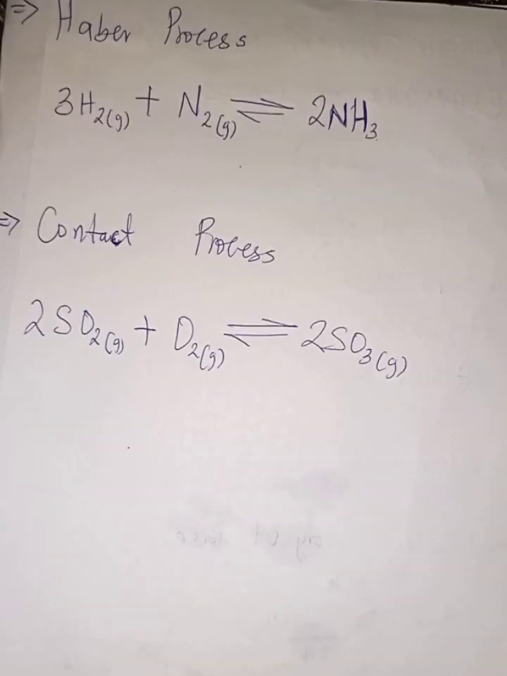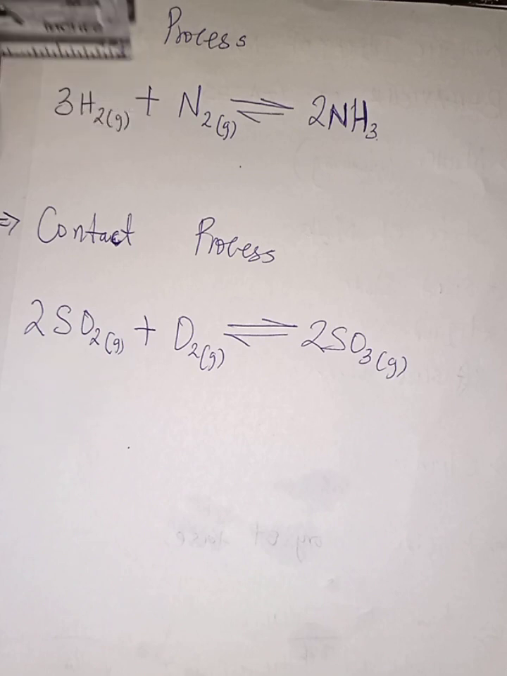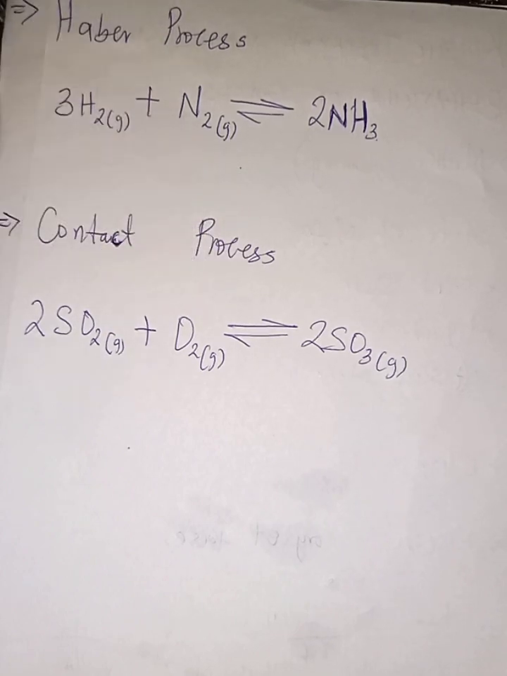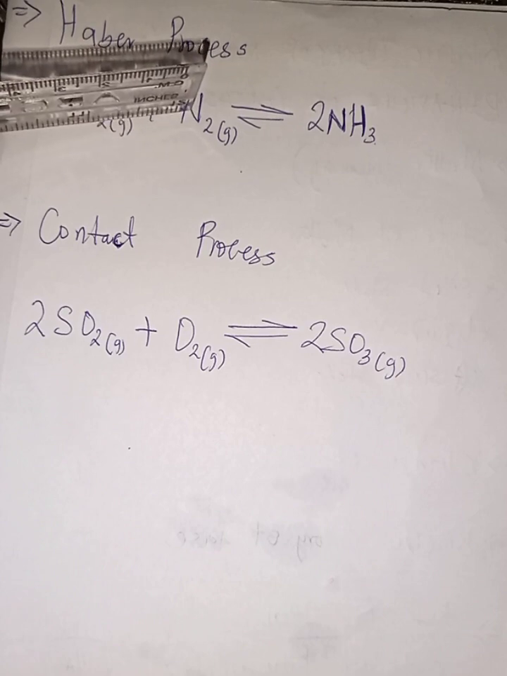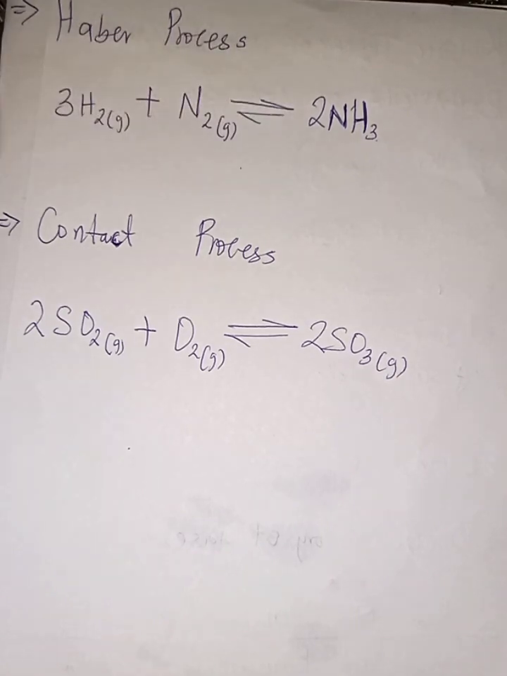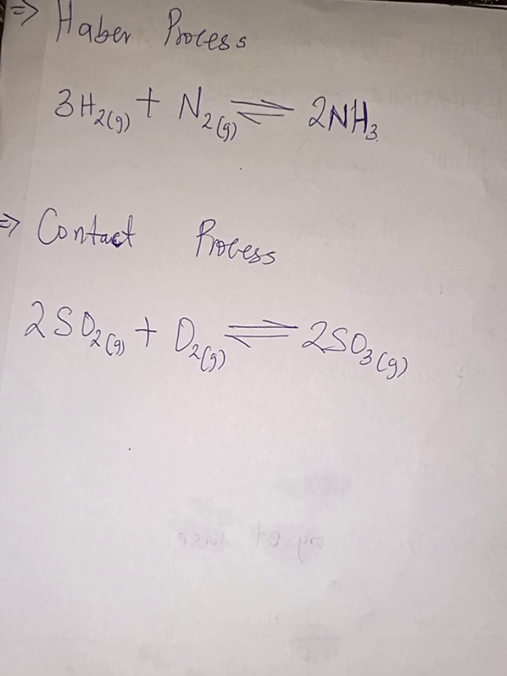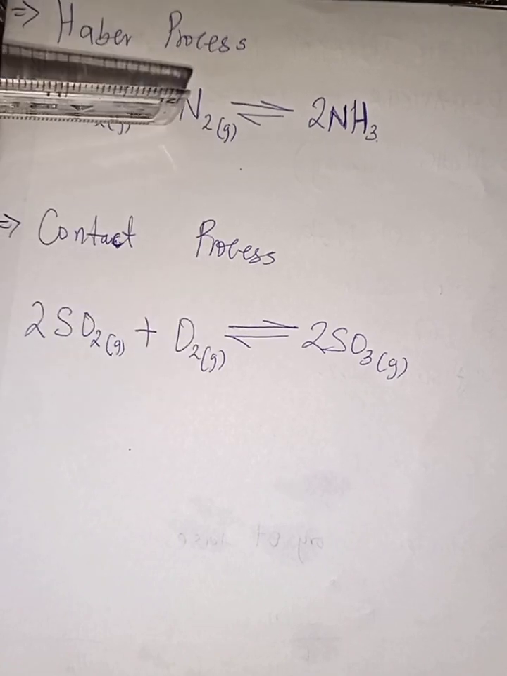Now, we have processes which we'll be looking at in equilibrium in practice. Now we have the Haber process, we have the contact process. We also have the Solvay process, when you use limestone to make carbon dioxide. Then the Haber process is when you use 3 moles of hydrogen gas combined with 1 mole of nitrogen gas to form 2 moles of ammonia. The contact process is when you use 2 moles of sulfur dioxide, mix it with oxygen to form 2 moles of sulfur trioxide. So this is called the contact process, this is called the Haber process.